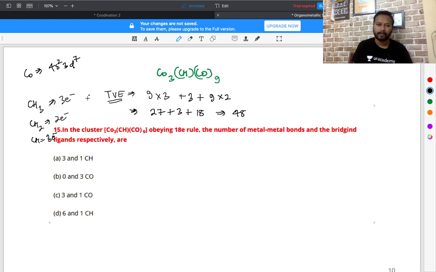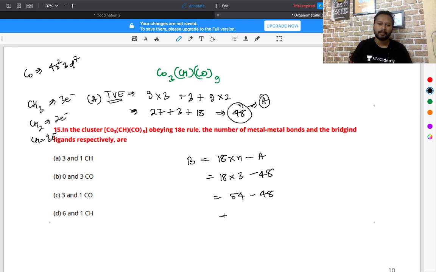Now I have explained it in the last class also that we take it as A. Just consider this value as A. Now what you have to do, you have to calculate B. B is 18 into N minus A. What is N? N is the number of metals over here. So 3 minus A means 48. So 18 into 3 is 54 minus 48. So that will give you 6. And this B by 2 gives you the number of metal bonds. That means 6 by 2, and that will give you 3.